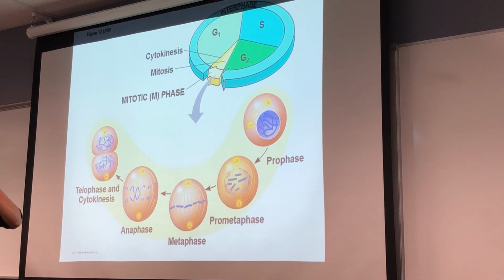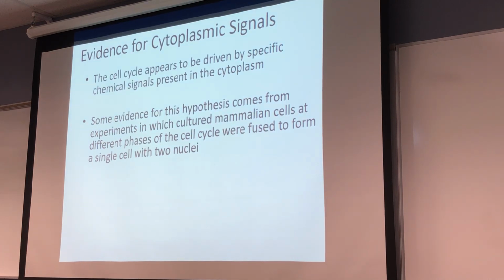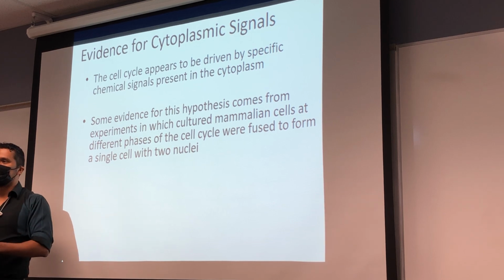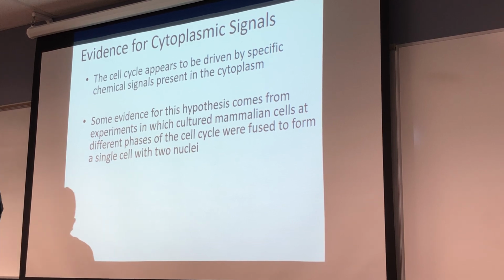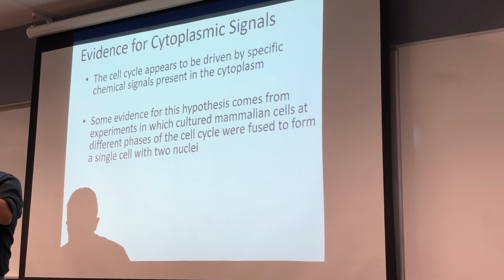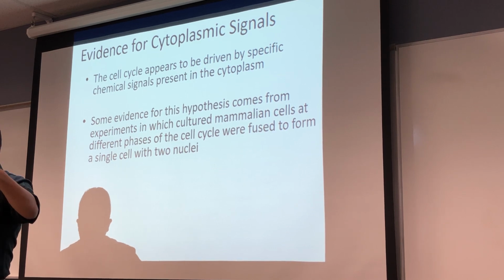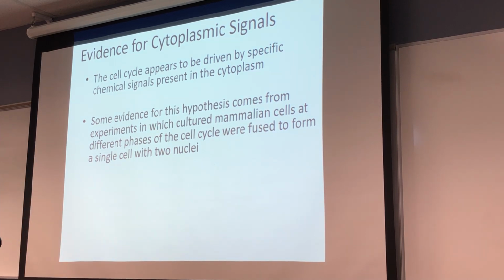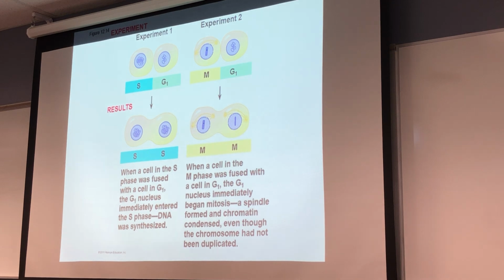Okay, all right. So here you have the whole cell cycle. There are some cytoplasmic signals. This cell cycle appears to be driven by specific chemical signals in the cytoplasm, and they drive this process forward. So we are now on G1, let's move to the S phase. Now we finish with the S phase, let's move to G2. Let's go to the mitotic phase. So there are chemical signals that drive this process, and they discovered this by doing different experiments.